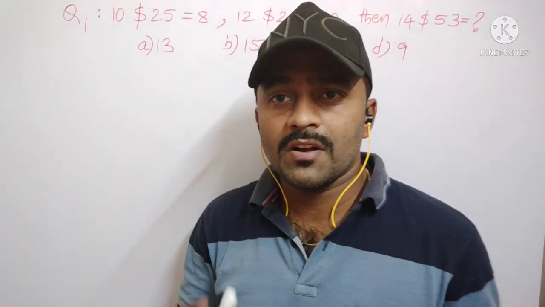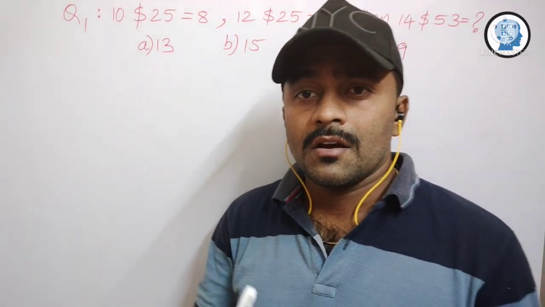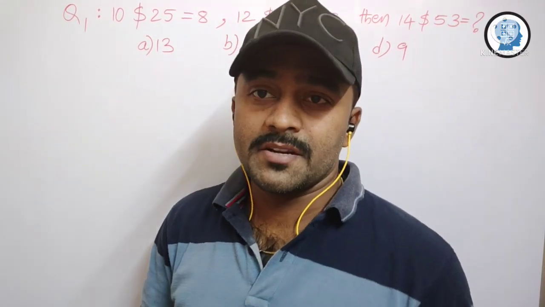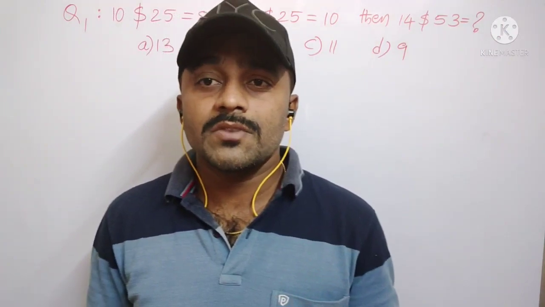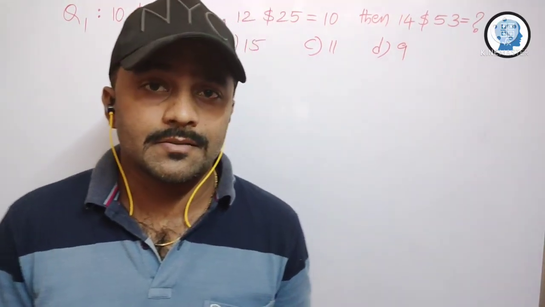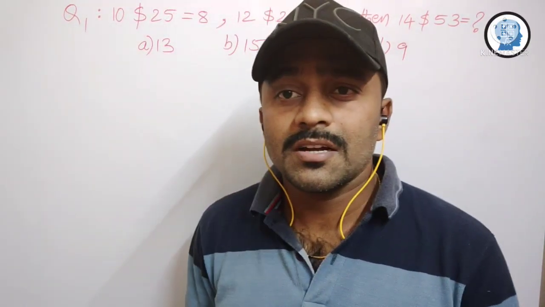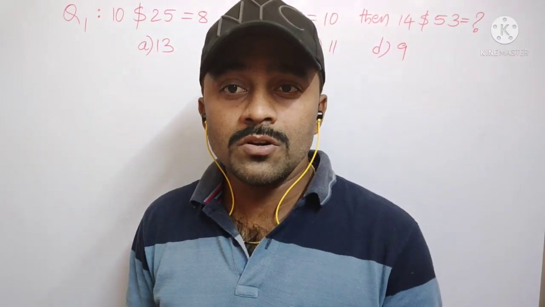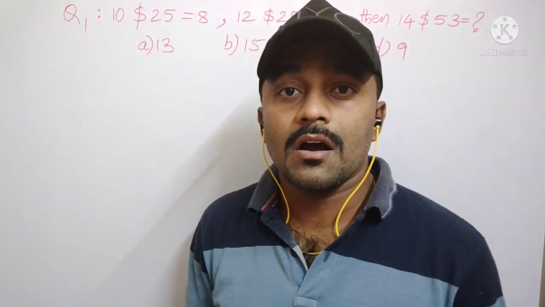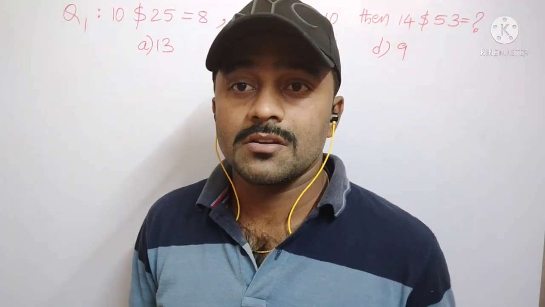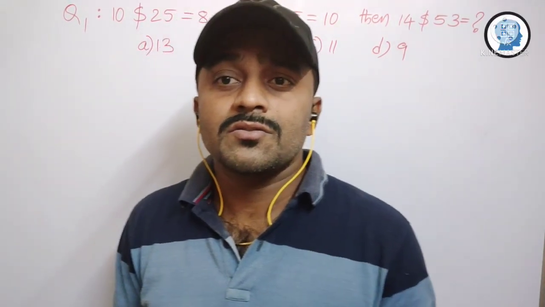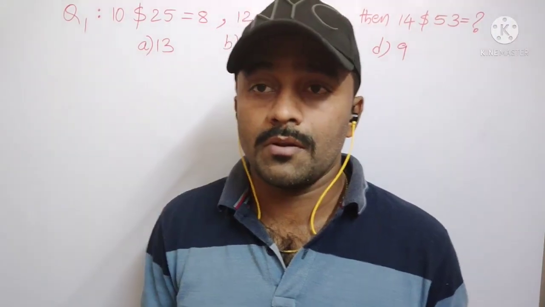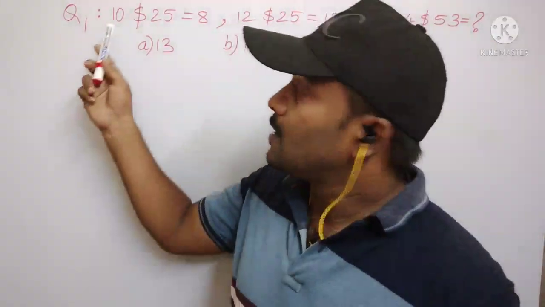Here we have the first question on tricks of mathematical operations. Some special symbols will be used in between the numbers. That special symbol holds some special operation, some special logic. If you find that logic, then it is easy to solve the problem. Let's see the first question.